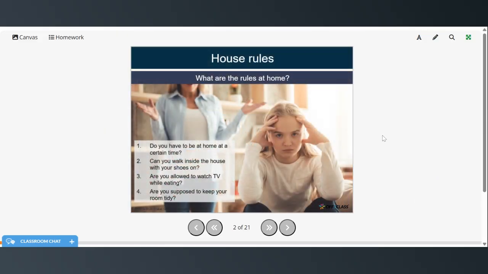So what are the rules at home? And these are some questions that you can answer in the comments if you would like. Do you have to be at home at a certain time? Can you walk inside the house with your shoes on? Are you allowed to watch TV while eating? And are you supposed to keep your room tidy? And these could be rules for yourself, or if you're a parent, rules that you have for your children.